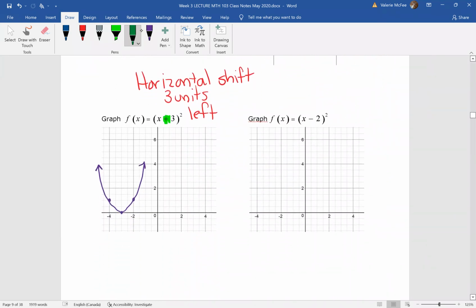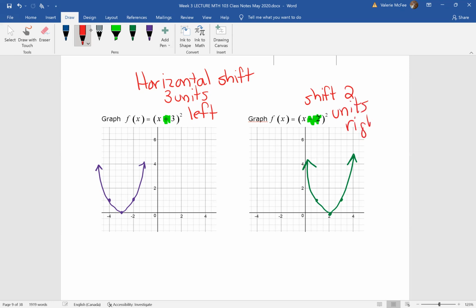So we have 1, 1, 2, 0, 3, 1. We can see that this graph, when we had a -2, was a horizontal shift 2 units to the right. So when it's inside the bracket, it's the opposite of what you think it should be. This is important for you to remember.